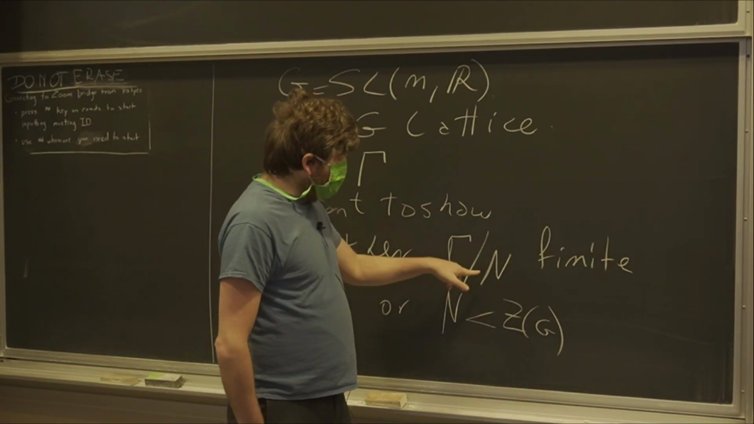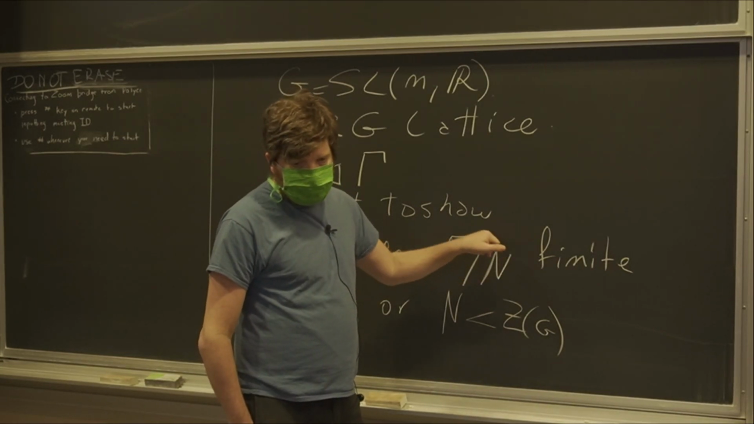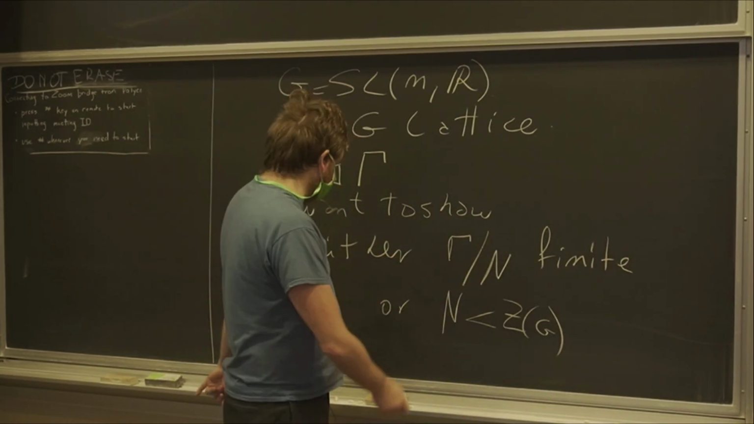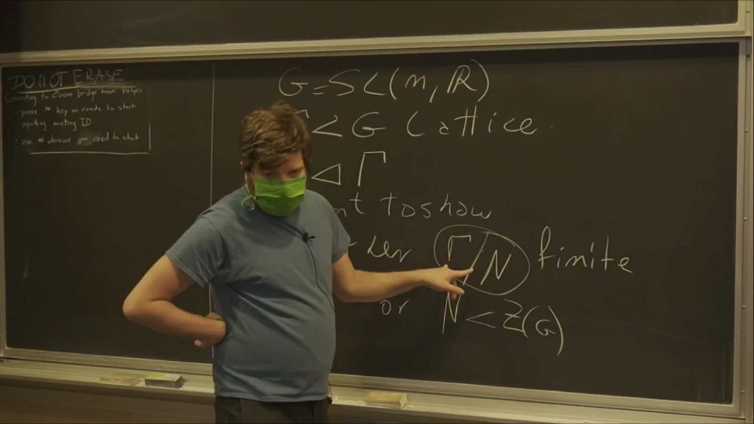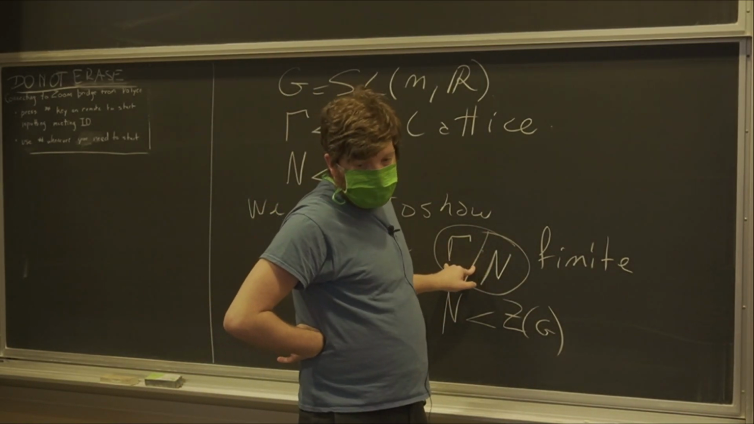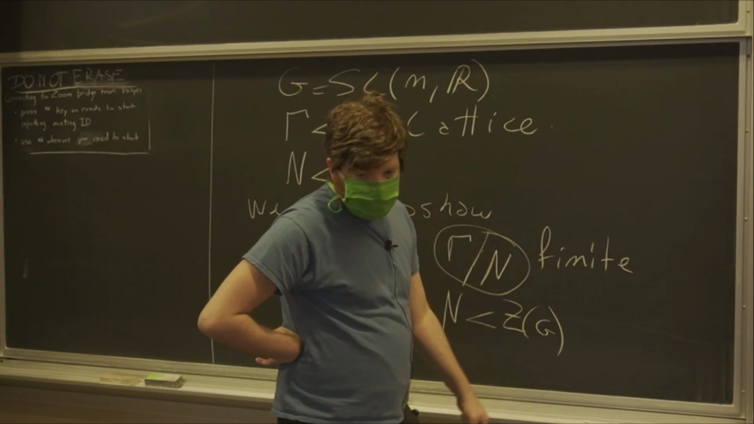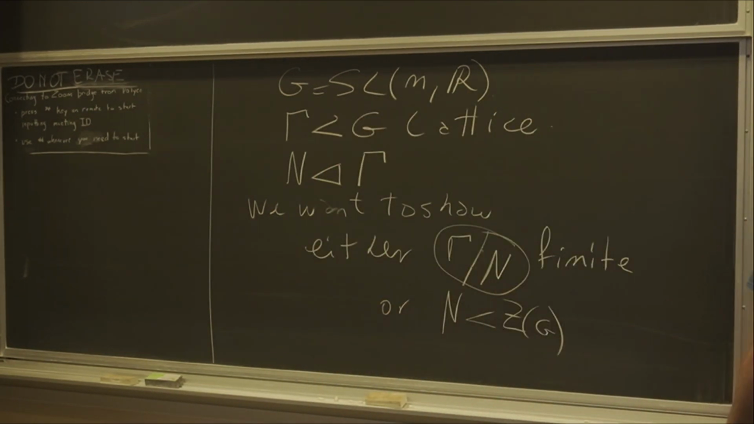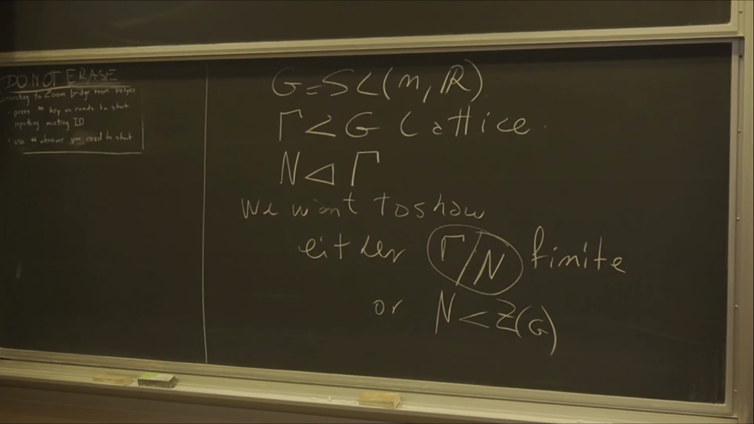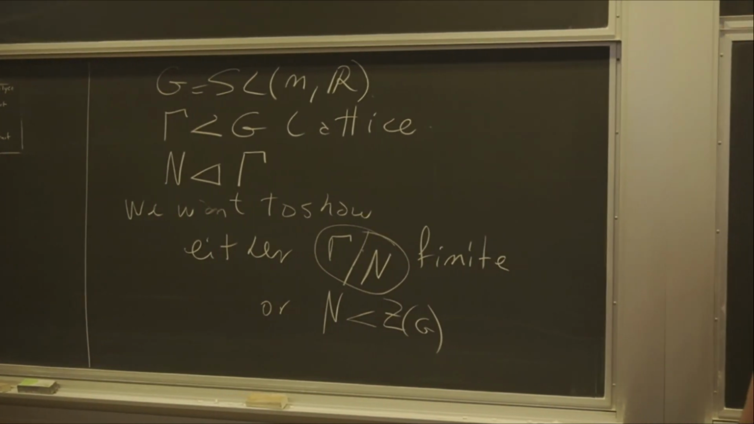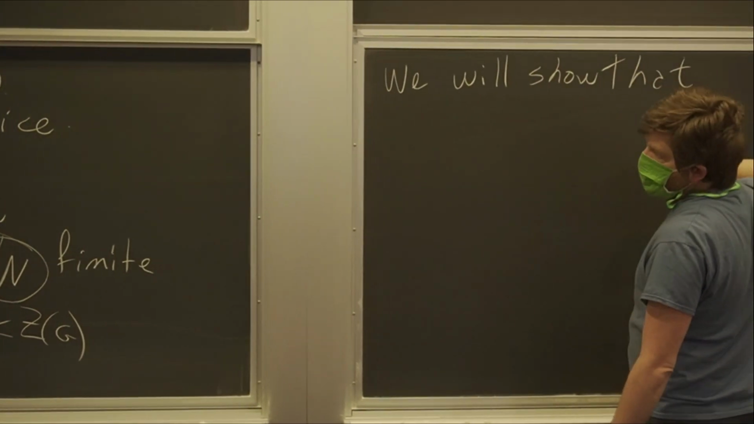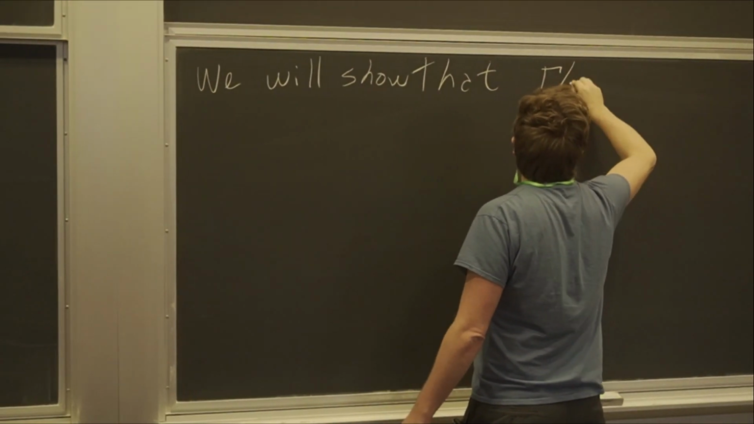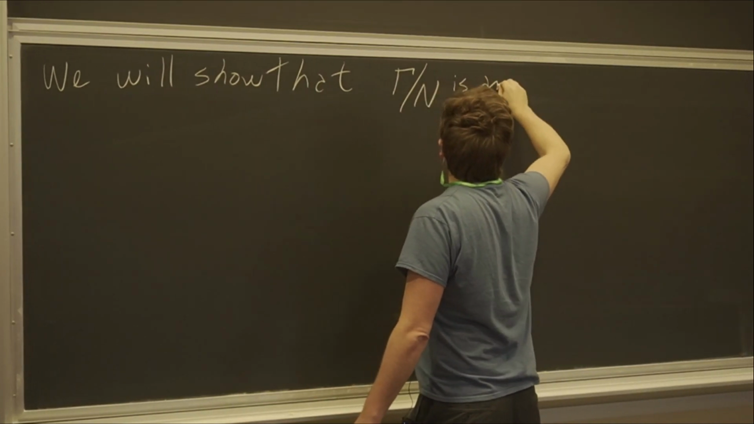And actually what we are going to show is that this guy here is, so this is a normal subgroup, so this is a group. And we are going to show first that this group is amenable. So that's why we wanted the notion of amenability. So we will show that gamma mod N is amenable.